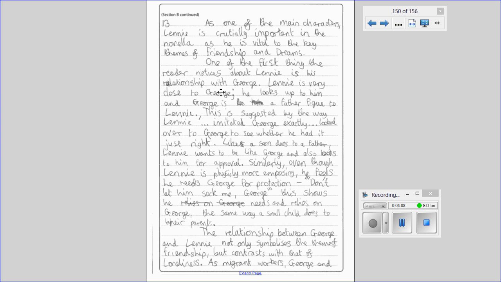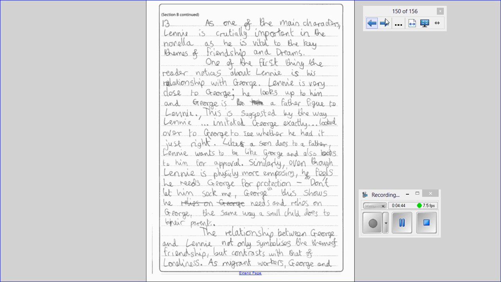You can see that the candidate is picking out quotations from the start of the novel. This bit about imitating George is before they even get to the ranch, where they're camping out for the evening. And where he's talking about the don't let him sock me, George, where he needs George for protection, that refers to the fight scene with Curly. So it's a good idea to have lots of places in the novel that you can go to quite easily to find your quotes. The relationship between George and Lenny not only symbolises the theme of friendship, but contrasts with that of loneliness.